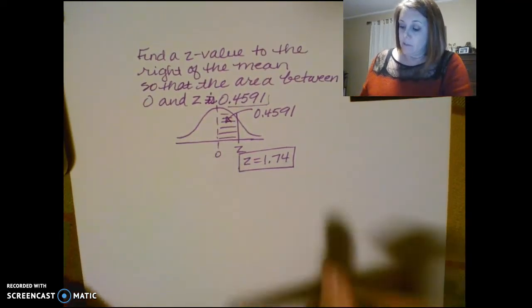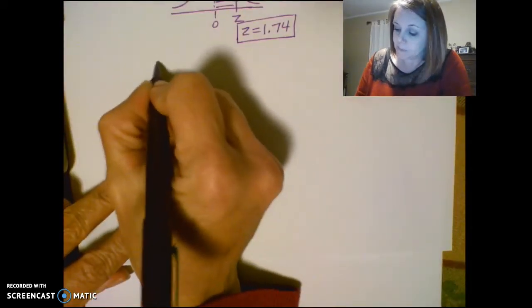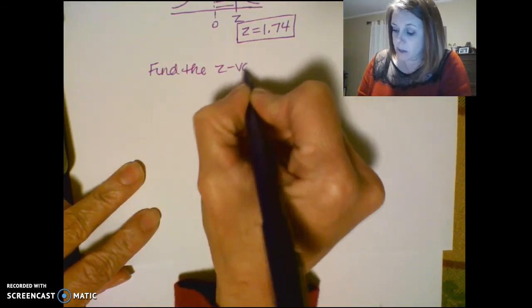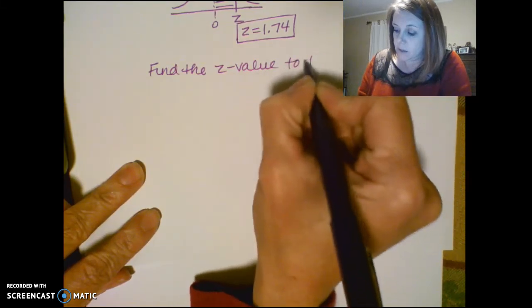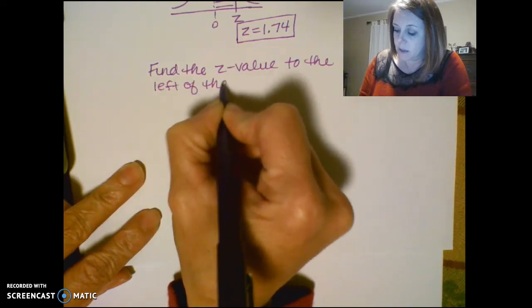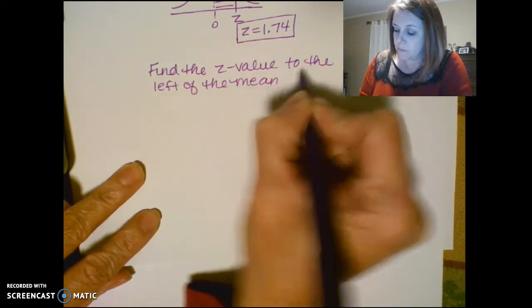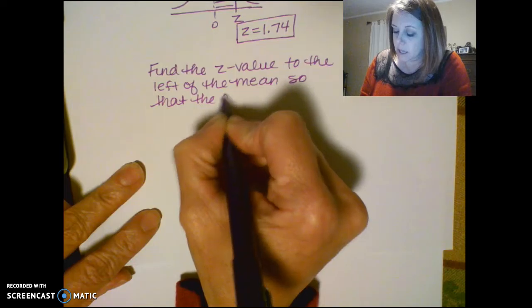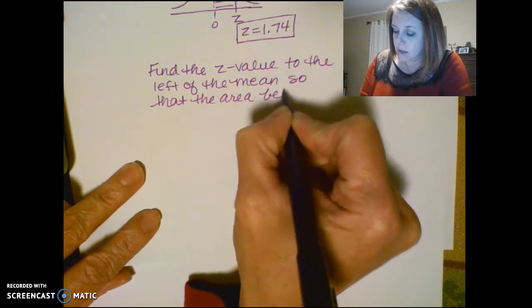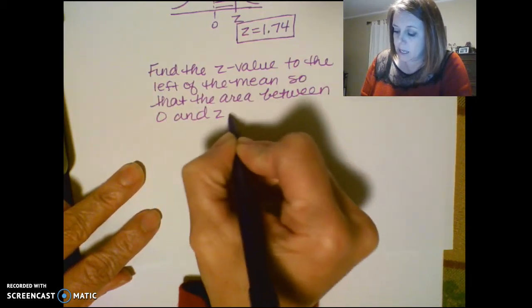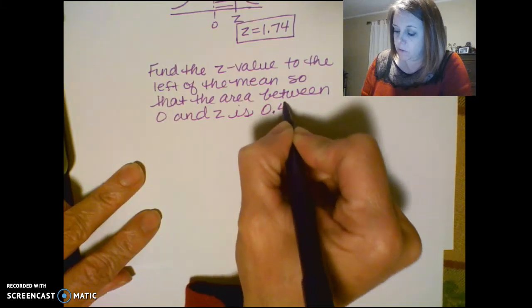Let's say I want to find the z-value to the right of the mean, so no, let's do a left of the mean this time. Find the z-value to the left of the mean so that the area between 0 and z is 0.45.